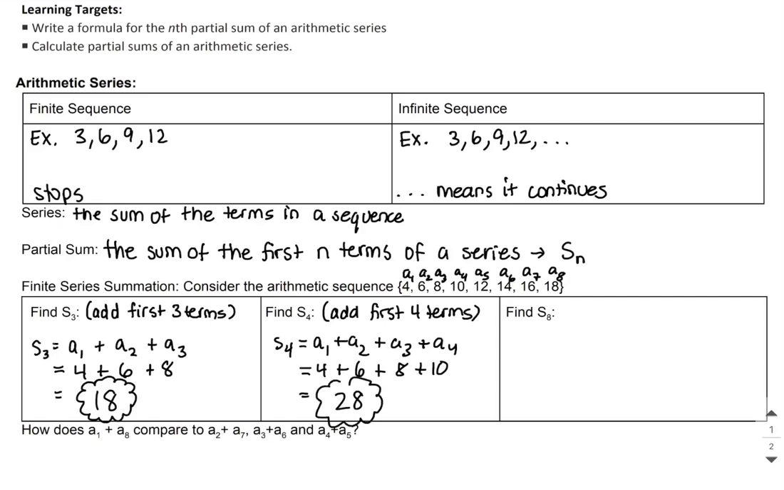For s sub 8, I'm adding all of the terms together because I only have 8 terms in this sequence that was given to me. So s sub 8 is a sub 1. Well, actually, I might not have enough room for that. So I'm just going to write 4 plus 6 plus 8 plus 10 plus 12 plus 14 plus 16 plus 18. And when you add all of that up, and you can do it in your calculator, you're going to get 88. So the sum of all 8 terms is 88.